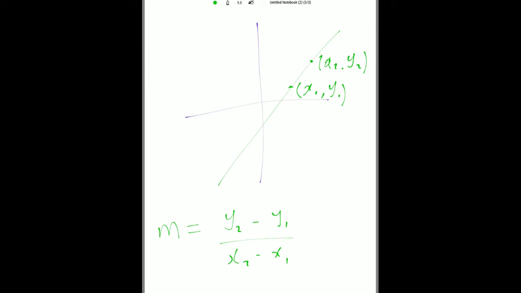So now that we've come to appreciate fully what the concept of gradient is, what we're going to be looking at now is an application of the concept of limits.